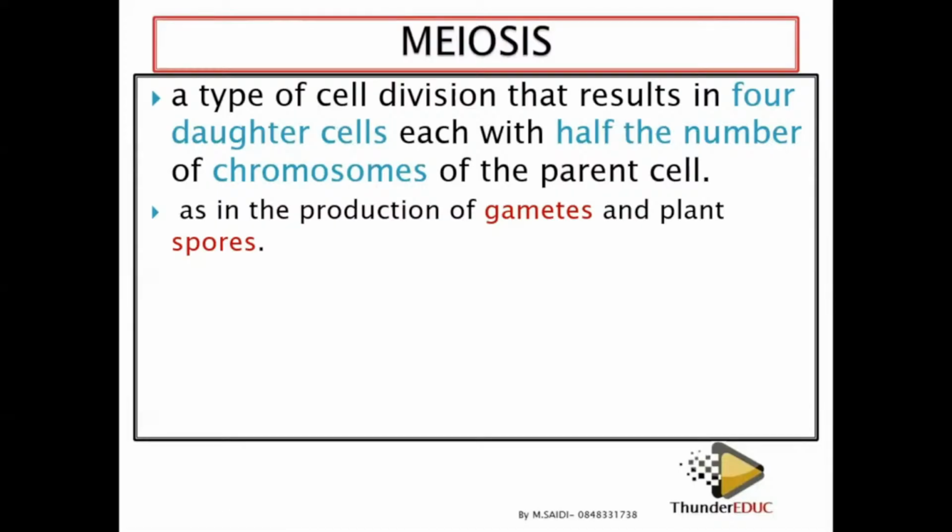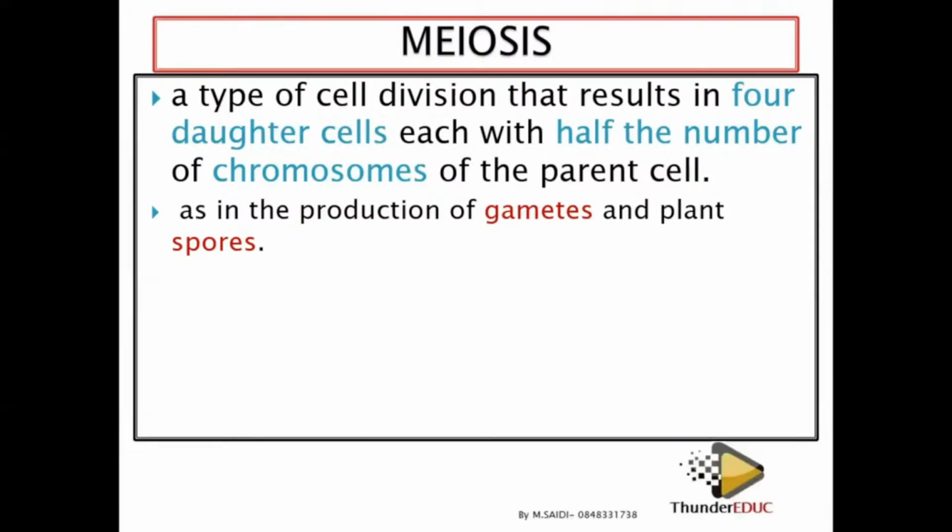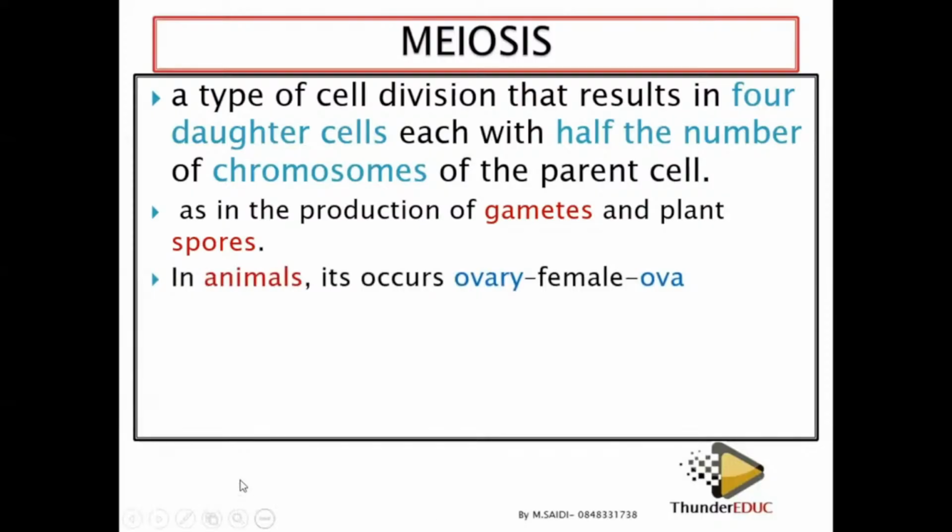Gametes, these are the sperms and the ova, and when you're talking about plants, you're talking about spores, and the pollen grains, you can talk about the ovules. Those are some of the things which are a result of meiosis. So in humans or in animals, it occurs in the ovary. See this colored word, in the ovary.